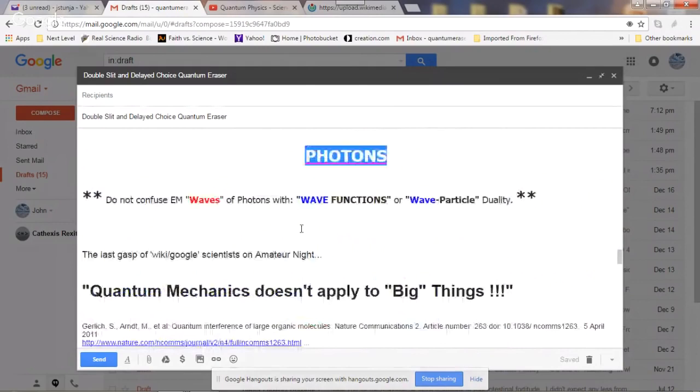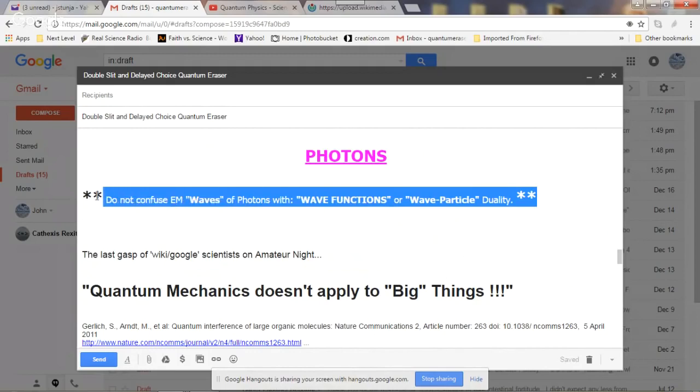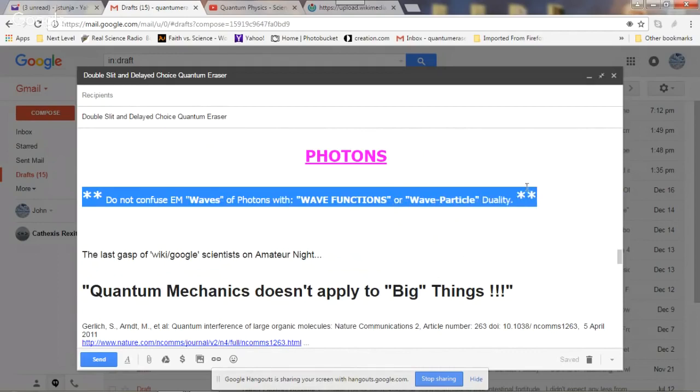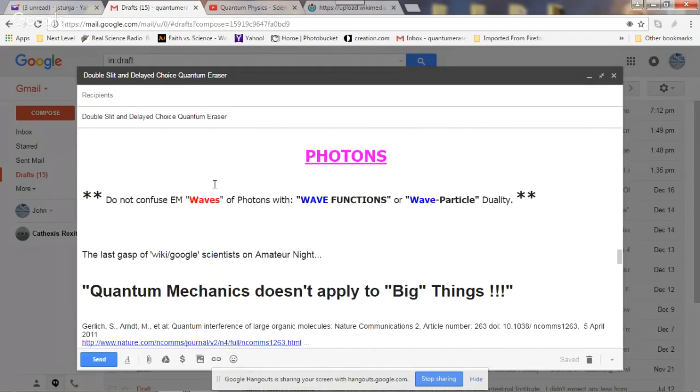Important one. Do not confuse EM waves of photons with wave functions, which we didn't get into too much here, or wave-particle duality. So you can see how not only the detector point that I brought up above between the photon slit detectors and the catcher's mitt detector cause problems, this causes a lot of problems too. There's no doubt about that.